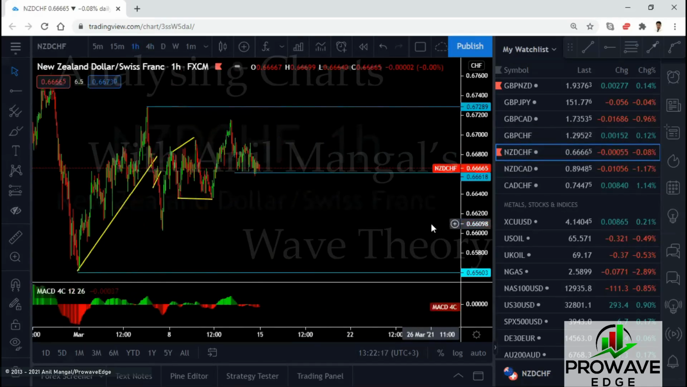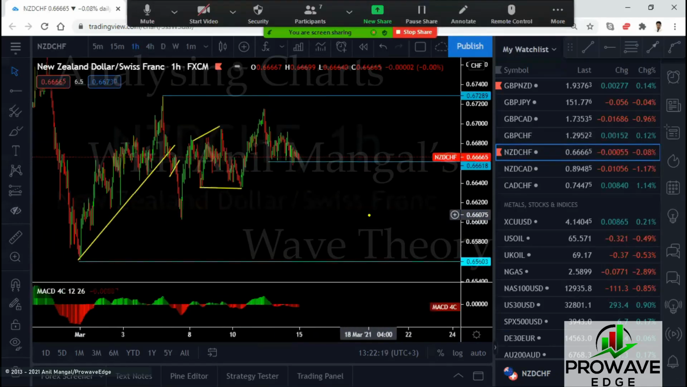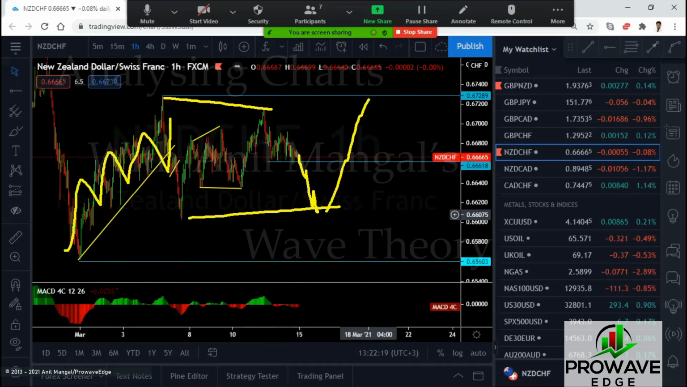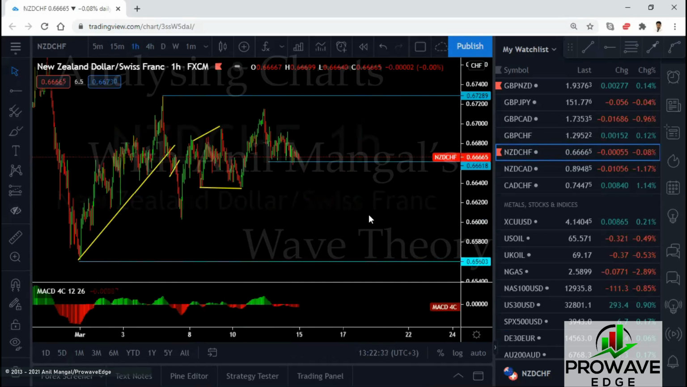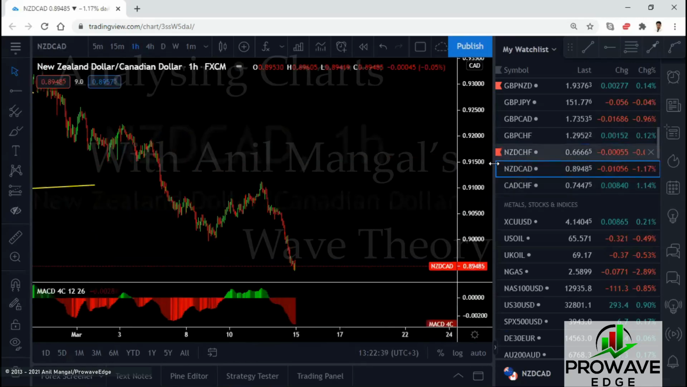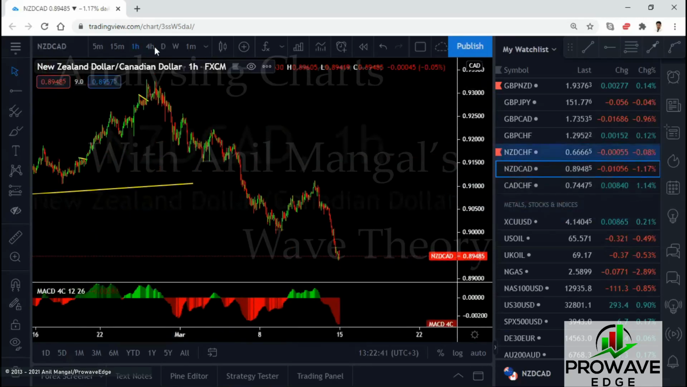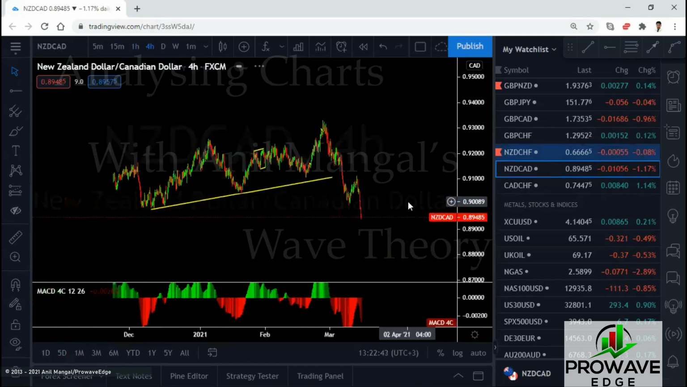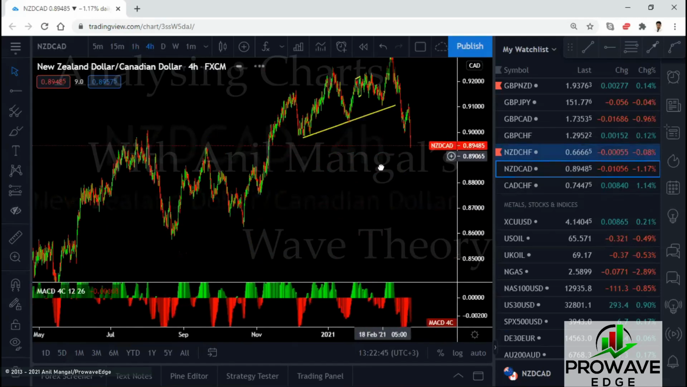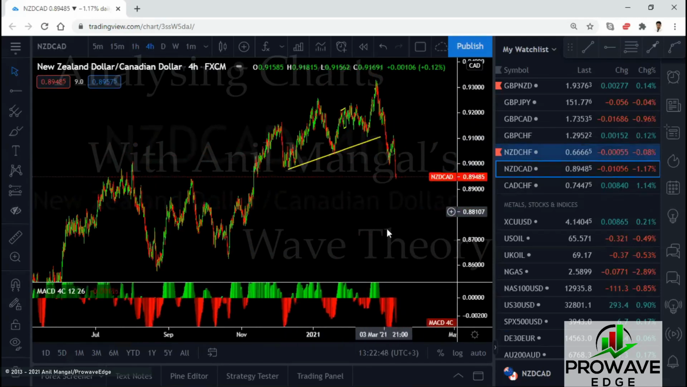New Zealand Swiss. It's coming down very slow, but I anticipate a move down here to complete this flat. And then up again. All very slow. So you might want to consider, if you're taking that trade, how long it will take. New Zealand CAD. Like all CAD pairs, they're going down a little. Look for flag sell. I don't know how low it's going to go, but we broke the structure, so it might go quite a lot.